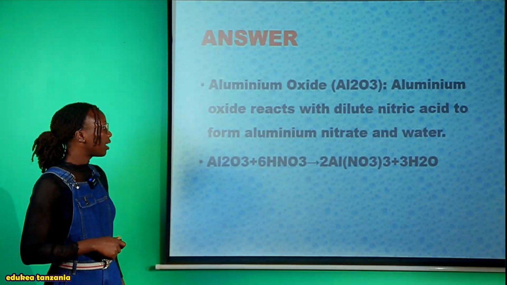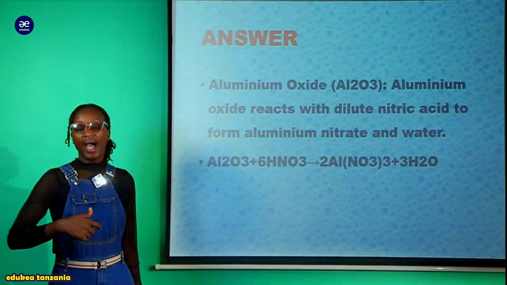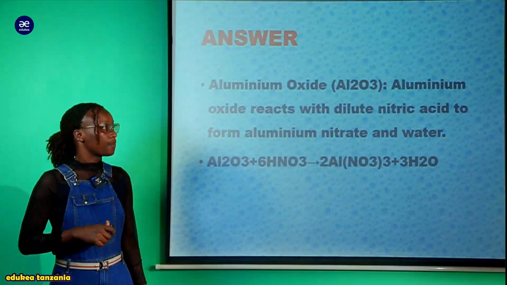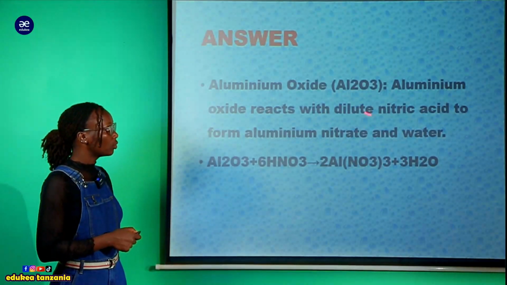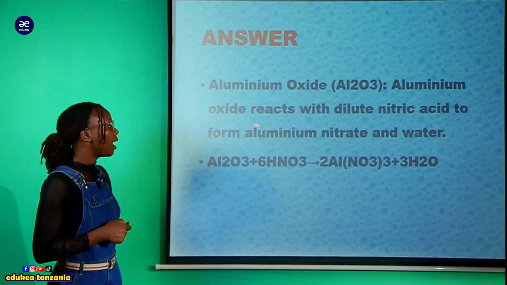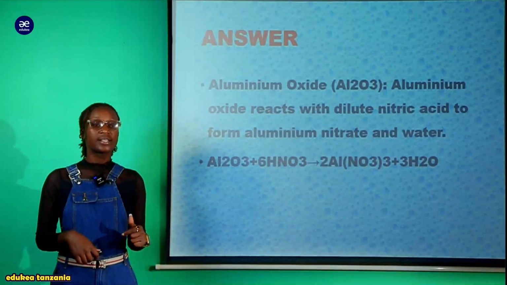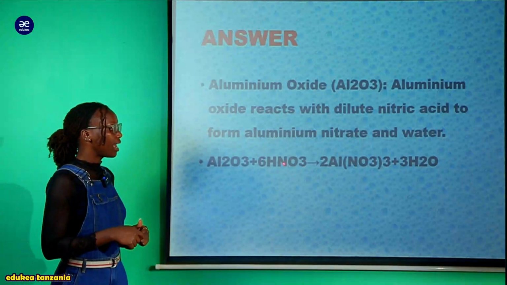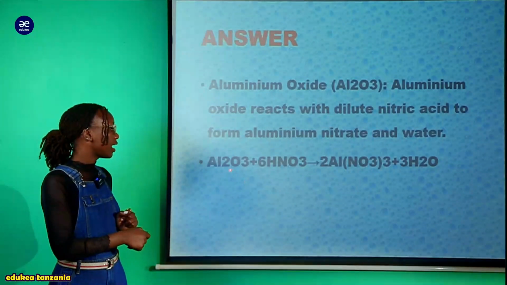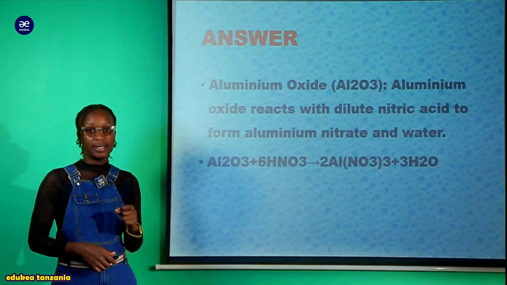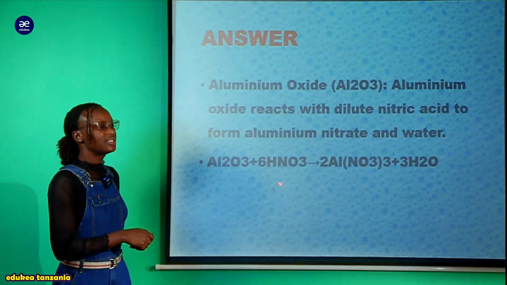Sasa hapa unaona kwamba huyu aluminium oxide, yes of course ni amphoteric, lakini je, ata react na nitric acid? You can see that aluminium oxide reacts with the dilute nitric acid to form aluminium nitrate and water. Kwa hiyo huyu aluminium ana react na huyu dilute nitric acid. So that means hapa huyu aluminium oxide ame exist as a base. Ndio maana ya amphoteric, kwa sababu hapa ame react na acid.